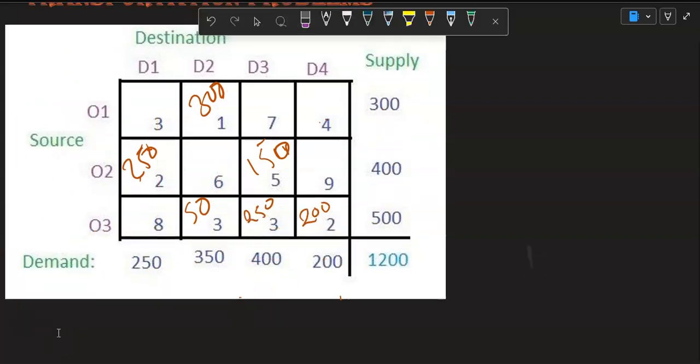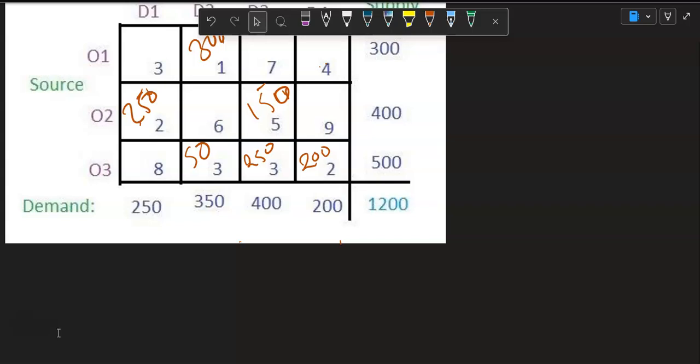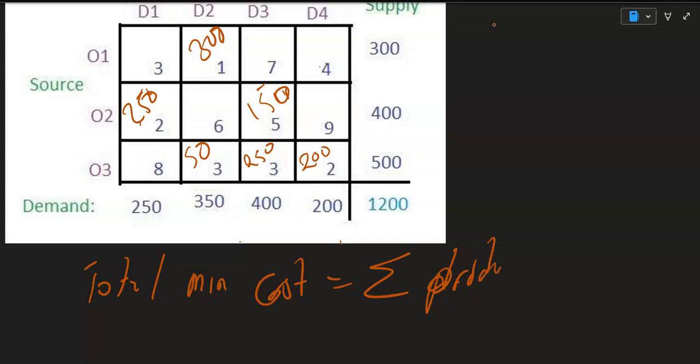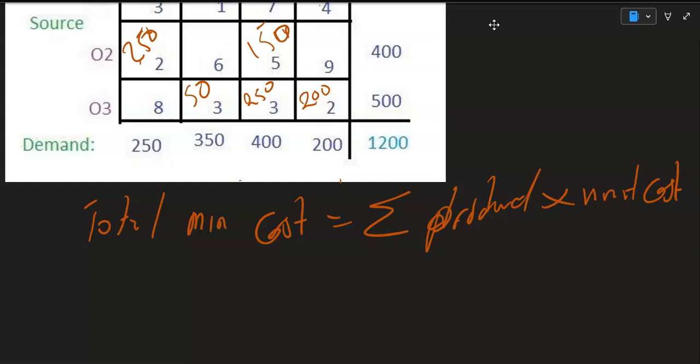Okay, having cleaned up the table, what we are saying is that total minimum cost is equal to the summation of product. So these are the products that we were allocating, multiplied by the unit cost. Okay, let's see what we are going to have then.